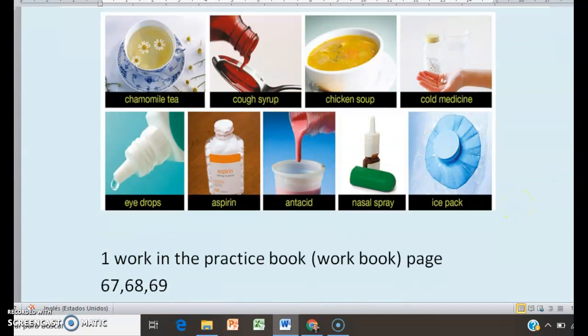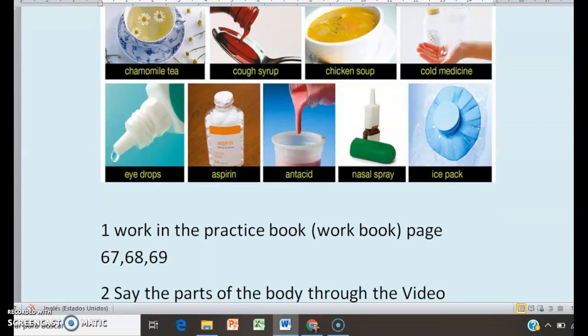And finally, when you have a hurt on your knee or in your leg, or you have a hurt on any part of your body, we are going to use an ice pack. Recuérdese, para la hinchazón vamos a utilizar ice pack, okay?